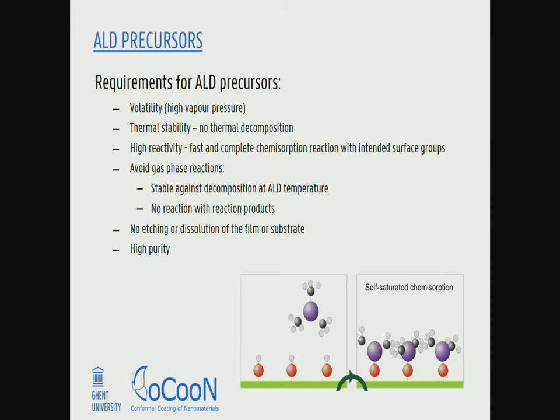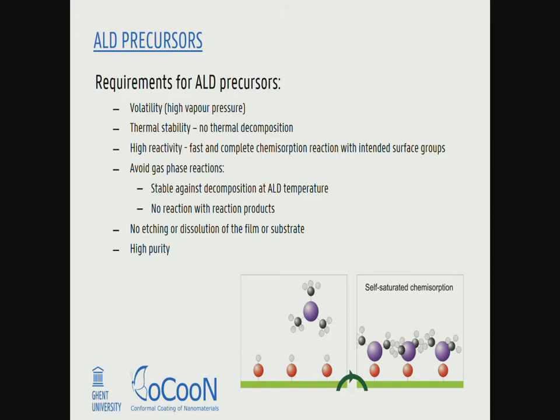It needs to be extremely reactive with the groups of interest, but on the other hand, by itself, it needs to be thermally stable, because you don't want it to spontaneously decompose, because then you will no longer have this self-saturated regime. If it starts to spontaneously decompose, it will just grow in an uncontrolled way. So you don't want this. So you want to have a molecule that's stable by itself, but that's very reactive towards specific surface groups. You want to avoid gas phase reaction. Of course, it shouldn't do anything unwanted with the substrate, and it should be pure. But the volatility, the high specific reactivity, and the thermal stability, you could say, are really the three key properties.